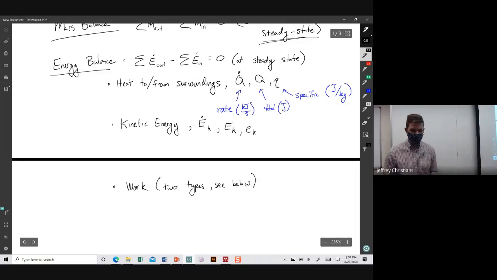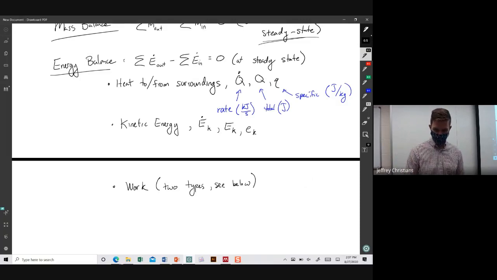Say 2 types, see below. So we'll get back to work in a second. Work is a force applied over a distance. One way that can happen is through the movement of some mechanical thing. There's another type, which we'll talk more about because that's kind of a weird one. A couple more.